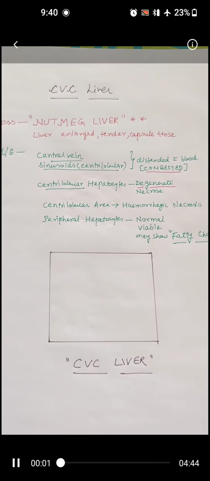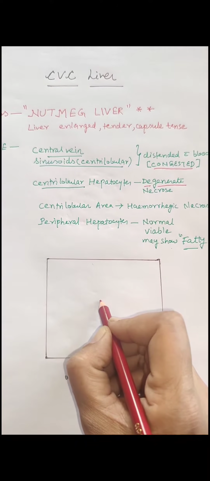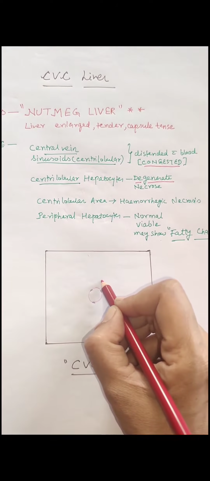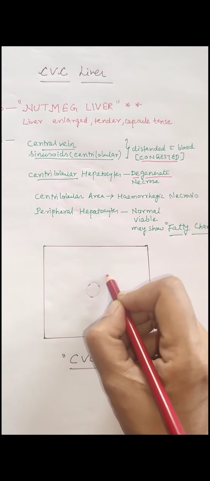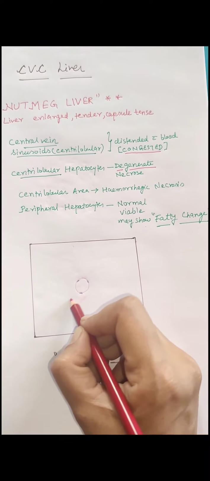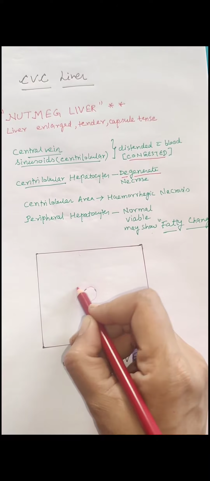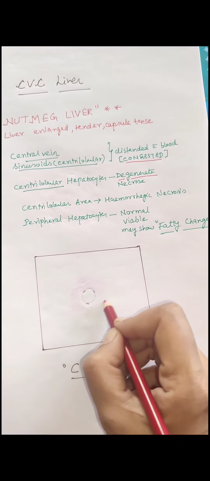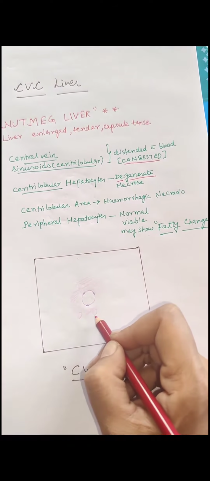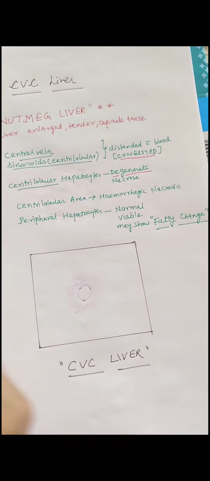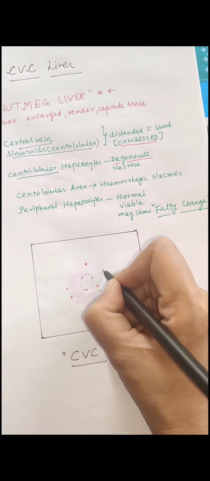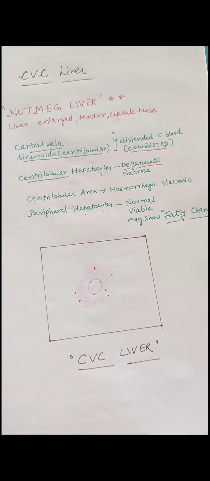So we start with making the central vein. First we make the central vein, which is lined by the endothelial cells, and around the central vein there is the centrilobular area. So we have to make a pinkish granular area of necrosis, because in the centrilobular region there is hemorrhagic necrosis, and we can draw the outline of certain hepatocytes, but basically they are all necrosed. And then we should also show the RBCs, which are extravasated.